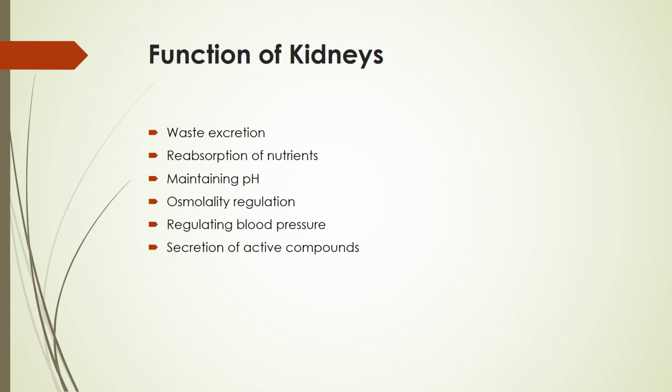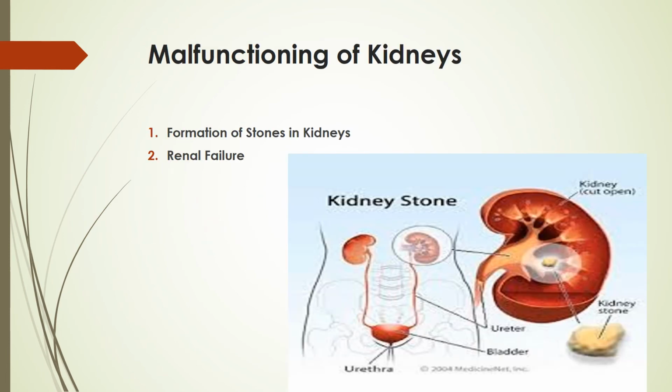The third one is osmolality regulation, means it is a measure of the body's electrolyte water balance, or the ratio between the fluid and minerals in the body. Next is regulating the blood pressure, and the next is secretion of the active compounds, means there are many important compounds secreted by the kidney. Next is malfunction of the kidney.